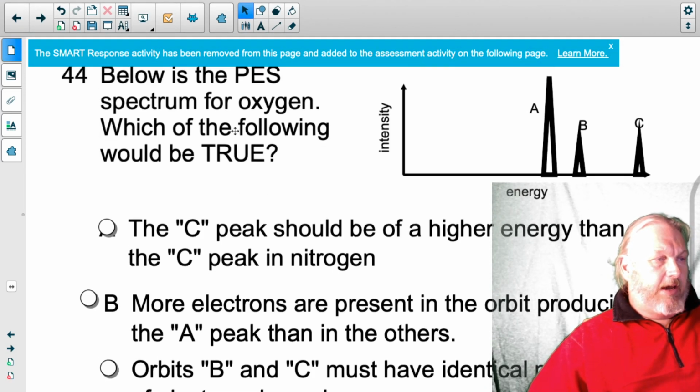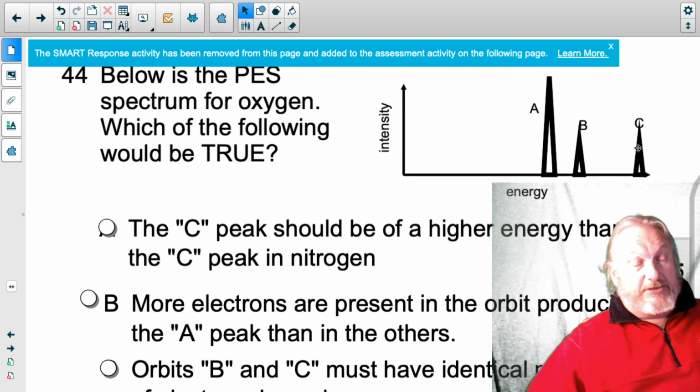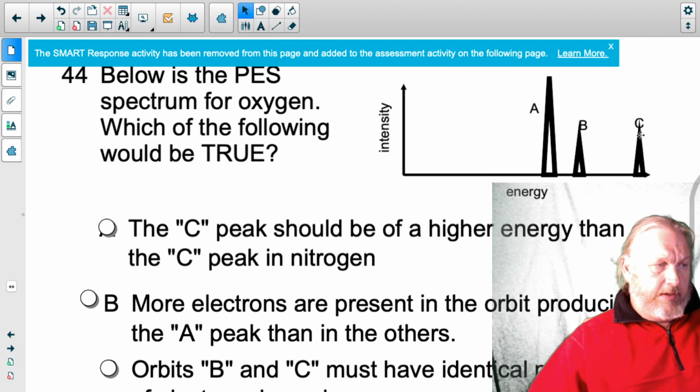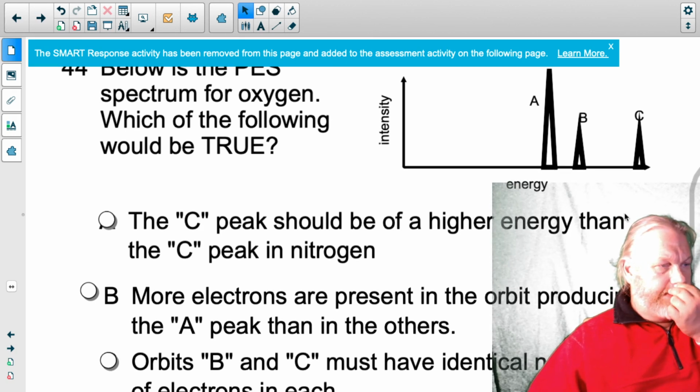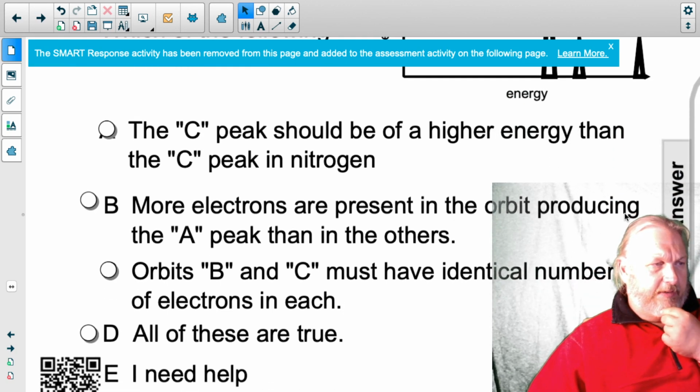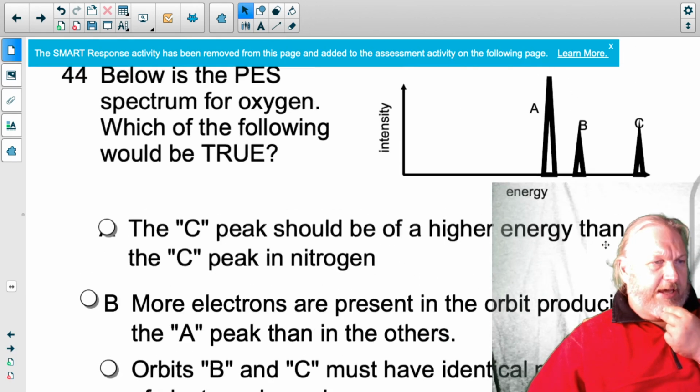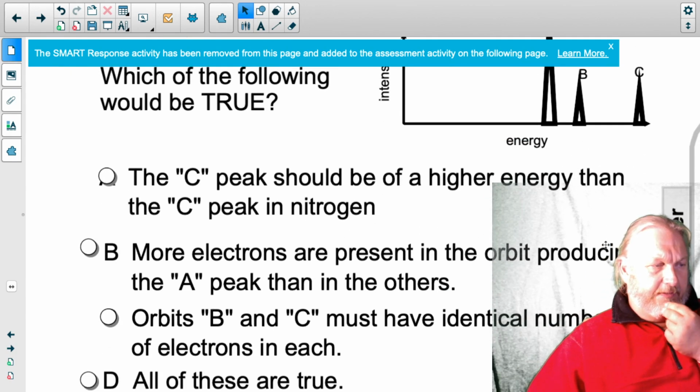So this would be oxygen. So this would be the N1. Those are the two. Again, there's 6 electrons in oxygen. C should be of a higher energy than the C peak in nitrogen. I don't know. More electrons are present in the orbit producing the A peak than the others. That's true.